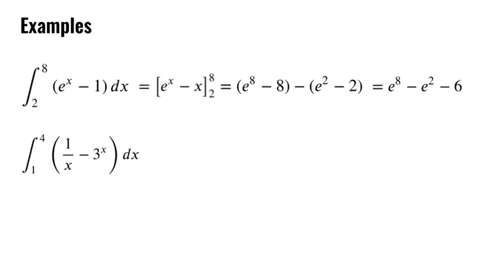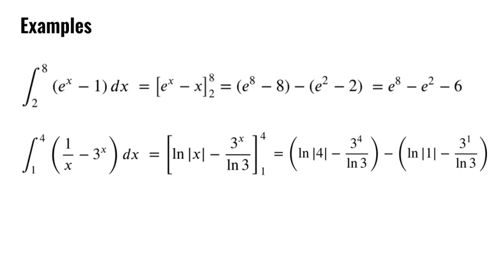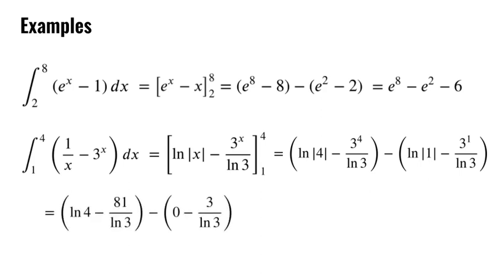our final answer. For the second integral, we find the antiderivative of each expression and substitute 4 and 1 and subtract. Remember that the natural log of 1 is 0. Simplifying, we obtain the natural log of 4 minus 78 over the natural log of 3.